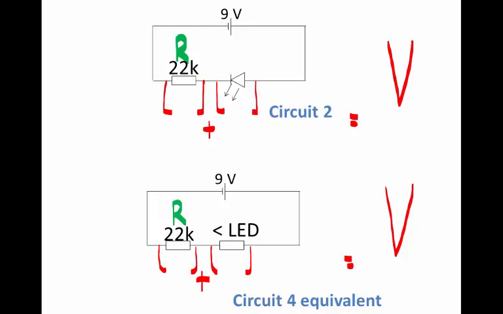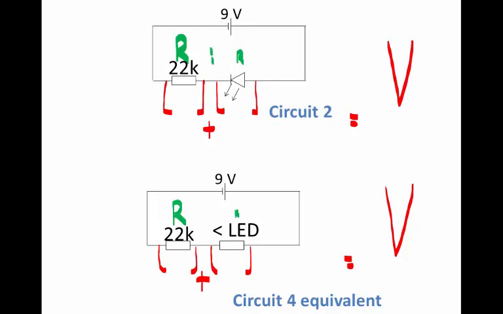We don't know the value of the LED's resistance, so I can't actually write this R the right size, but let's just say it's like this. In circuit 4, the equivalent resistor has less resistance. So I really have to write that R very small. Less resistance than the resistance of an LED.